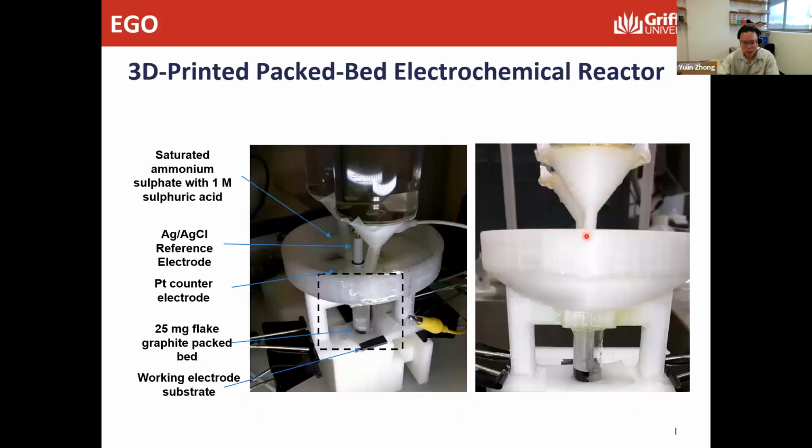Then along the way we modify and upgrade the reactor, and in this case we have a place to insert a reference electrode. We also make use of a glass tube as the house of the reactor, and this is to let us look at what's happening to the graphite as the reaction proceeds. So these are just some modifications or improvements for us to understand the process better.